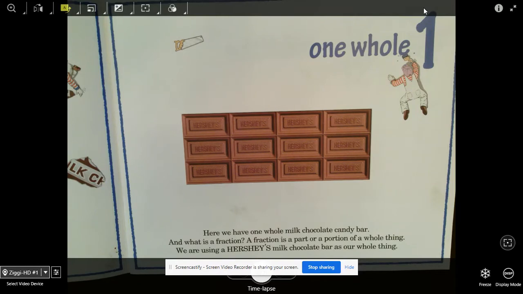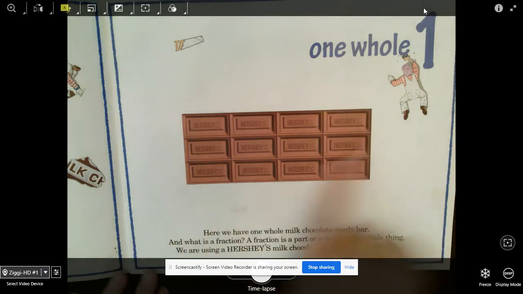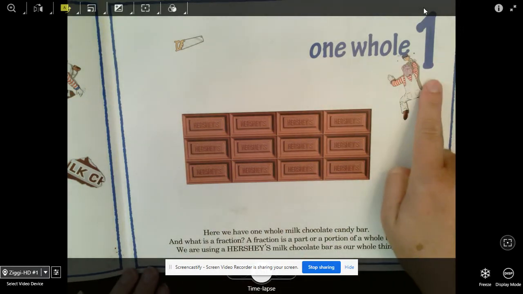And what is a fraction? A fraction is a part or a portion of a whole thing. We are using a Hershey's Milk Chocolate Bar as our whole thing. So all of this is 1 whole. 1.